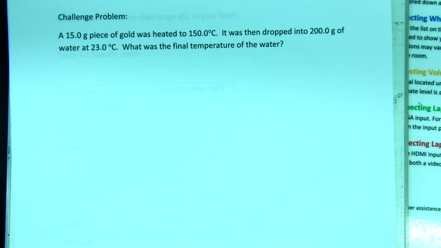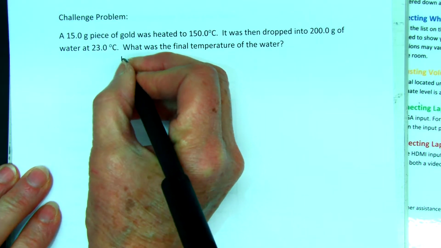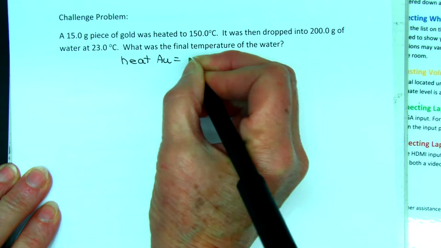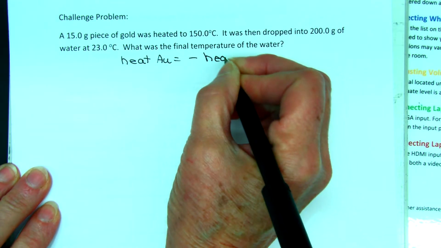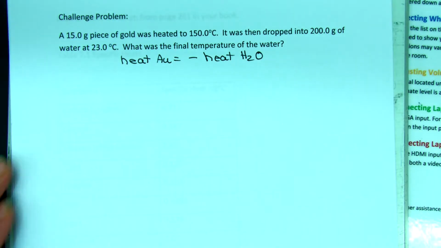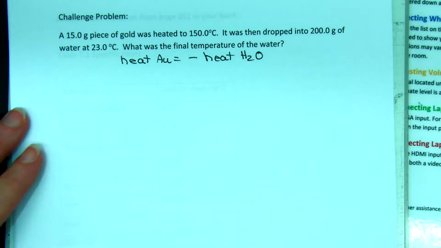So when we start thinking about this, you say, well, what do I know? I know that the heat lost by the gold is equal to minus the heat gained by the water. So now we say, well, what information do I have to go look up? I'm going to grab my specific heat chart and I'm going to look up the specific heat of water and I'm going to look up the specific heat of gold because we need that information.